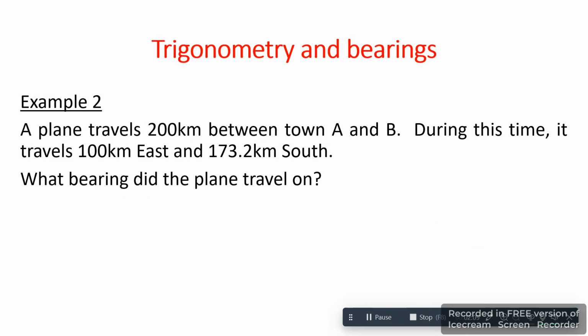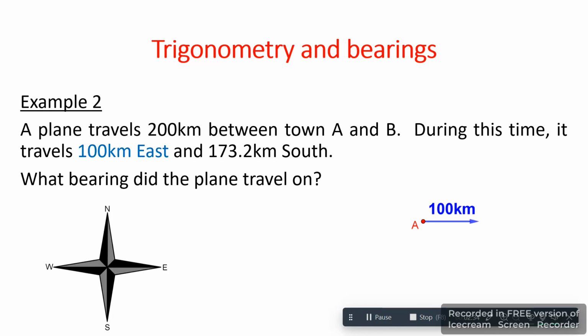All right, let's move on to example 2. A plane travels 200 kilometers between town A and town B. During this time, it travels 100 kilometers east and 173.2 kilometers south. What bearing did the plane travel on? So let's again draw a diagram to help visualize what's going on. Here's town A, and we're going to go 100 kilometers to the east, and from then we're going to go 173.2 kilometers south. Now keep in mind the plane didn't travel to the east and south. The plane traveled directly in a straight line from town A to town B.